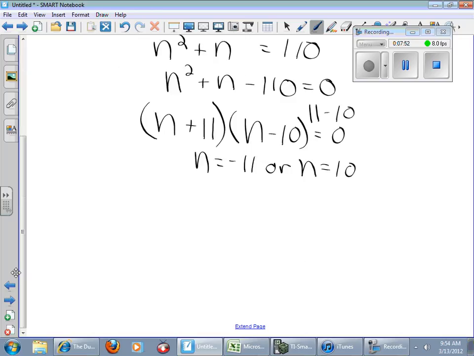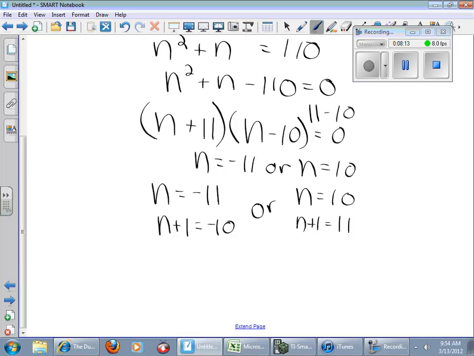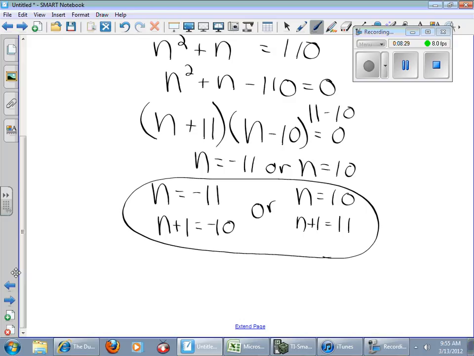All right, now let me go back and check the problem. It says the product of two consecutive integers. So if n is negative 11, then n plus 1 would be negative 10. Let's check. Multiply, do I get positive 110? I sure do. Or if n is 10, then n plus 1 equals 11. So you see there are two solution sets possible. You might have negative 10 times negative 11, or positive 10 times positive 11. Both will yield the result, and the problem doesn't mention anything about the integers having to be positive or negative.